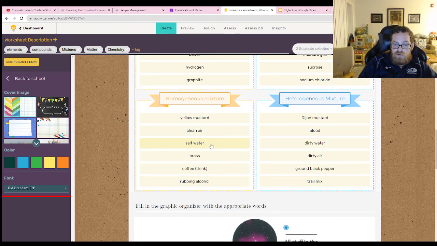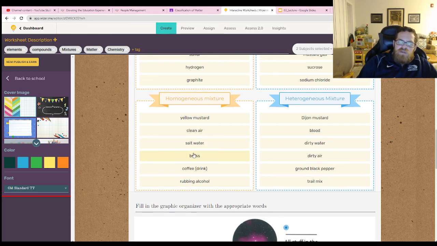Right? We have salt water, brass, coffee, and rubbing alcohol, all mixtures. Rubbing alcohol is isopropyl alcohol. Isopropyl alcohol itself is a compound, but rubbing alcohol is usually 70% isopropyl, 30% water.